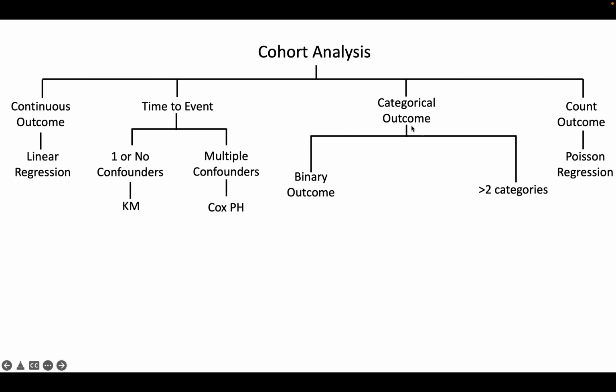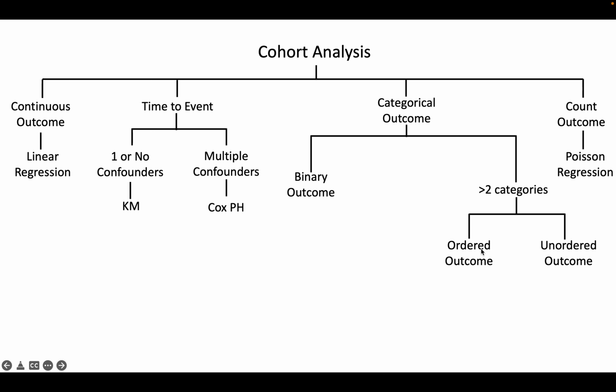For a categorical outcome, this is the most elaborate tree, basically. The first node on this tree that I came up with was the number of categories the outcome has. So let's just say a binary outcome, like you're diseased or you're not. But there's also situations where the outcome has more than 2 categories. So that's something like if the outcome is high, medium, and low. So I'm just going to start with this one.